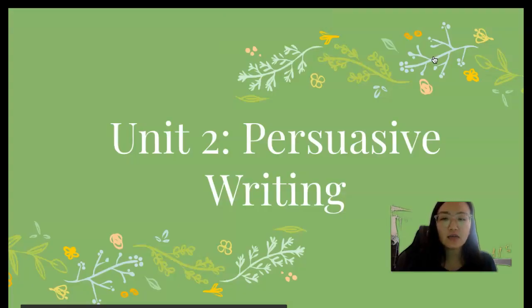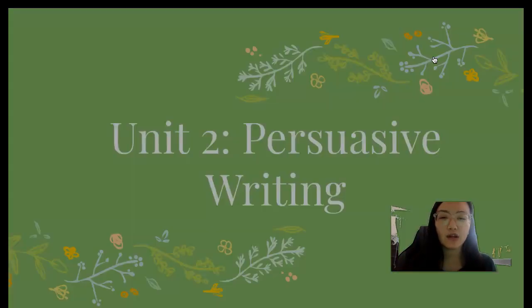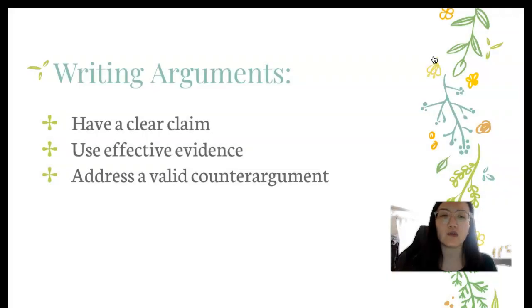And so the last unit you were analyzing argument, you're looking at other authors and other writers and seeing how they put their arguments together and whether they were persuasive or not. And so now we're going to flip the roles and you're going to be the writer. You're going to be the one who has to write arguments and use persuasive strategies to convince people to agree with your ideas. And so these are the three important things to do when writing arguments.